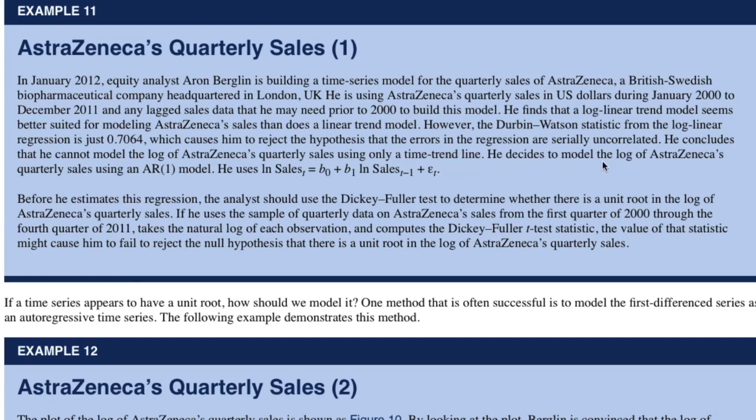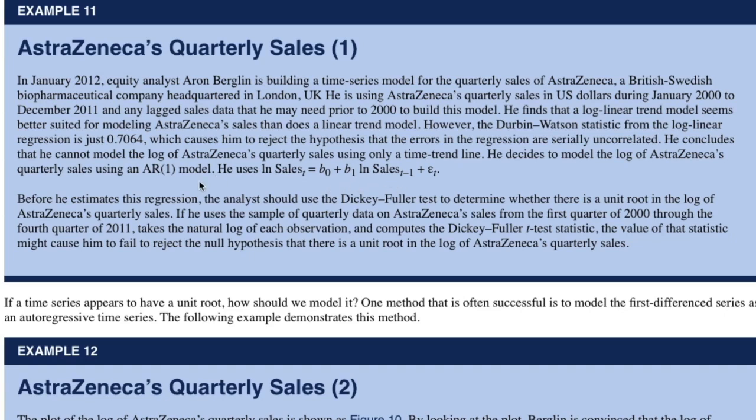He decides to model the log of AstraZeneca's quarterly sales using an AR1 model. He uses the natural log of sales equals B0 plus B1 times the lagged log of sales. So he's going to keep it in log form, which you would, but he's using a lagged variable now, which is an AR1 model.